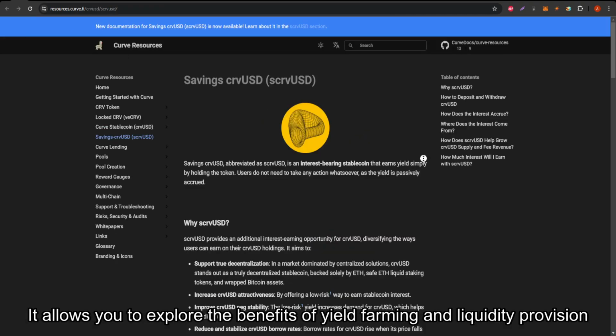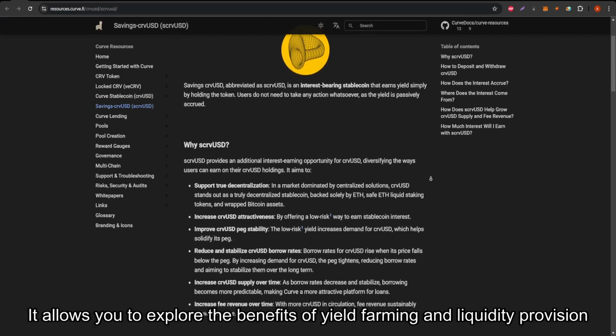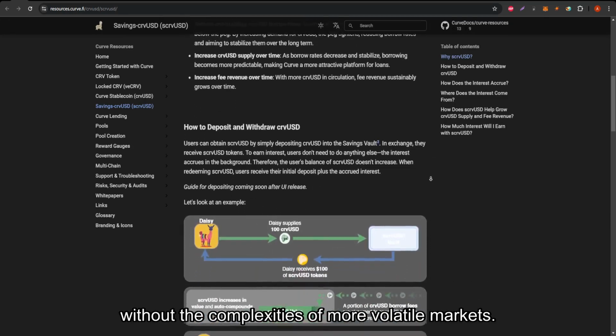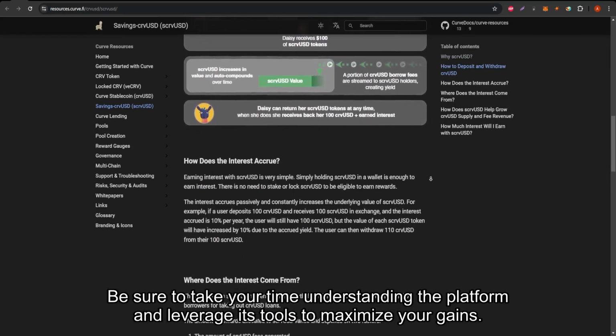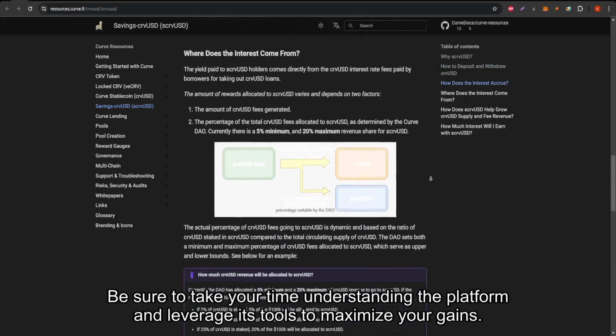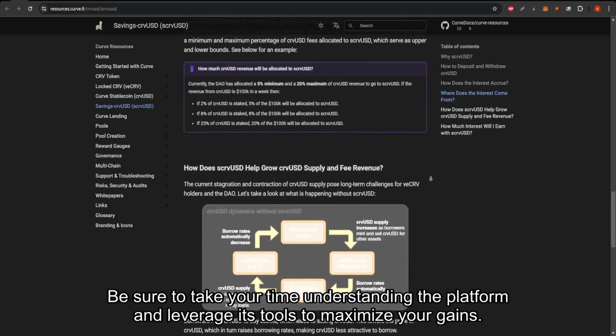It allows you to explore the benefits of yield farming and liquidity provision without the complexities of more volatile markets. Be sure to take your time understanding the platform and leverage its tools to maximize your gains.